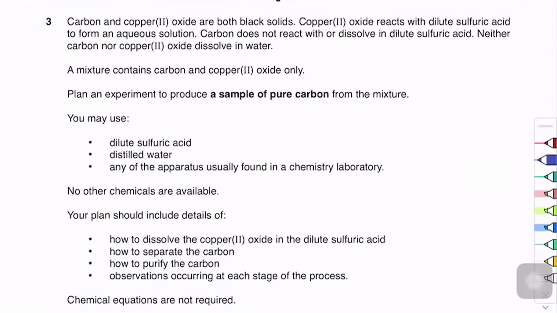Carbon and copper 2 oxide are both black solids. This is an interesting question because it's what's called an investigative question. They're interesting and kind of challenging, so I've included two of them in this paper. Carbon and copper 2 oxide are both black solids. By the way, you're supposed to know the color of both of these. You should know that they are both black.